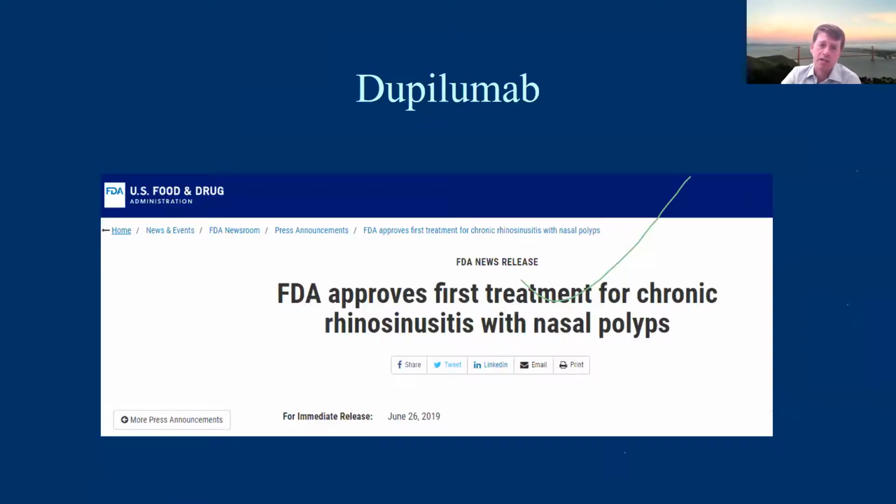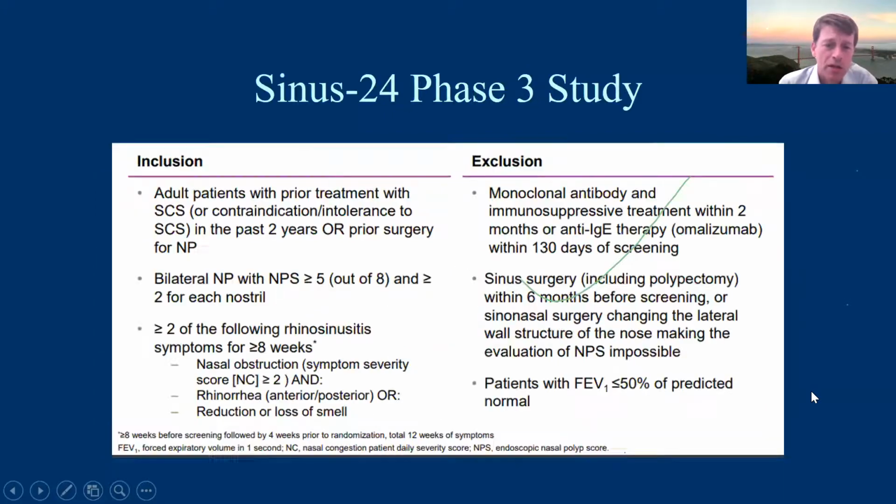Dupilumab. So this was the anti-IL-4, anti-IL-13 treatment. This was approved by the FDA in June of 2019 as a treatment for chronic rhinosinusitis with nasal polyps. Let's talk about a little bit of the data that led to this approval.